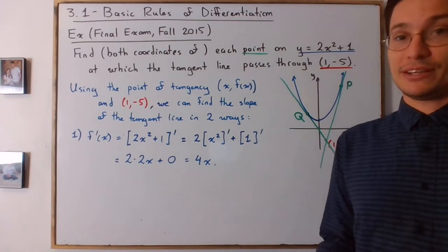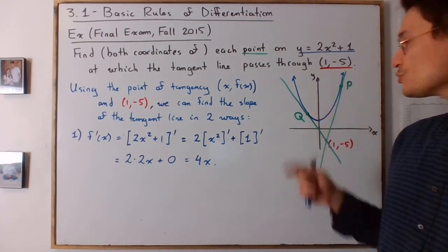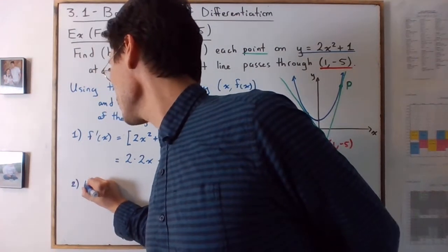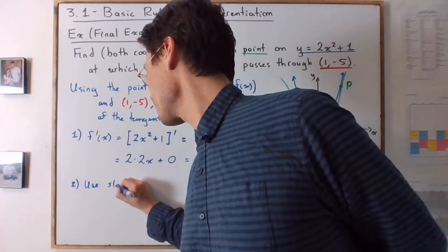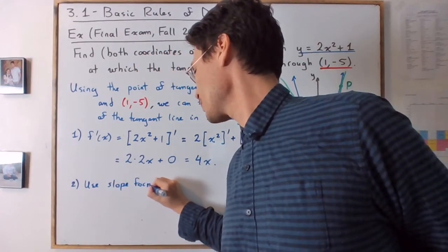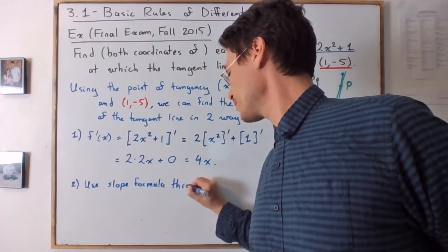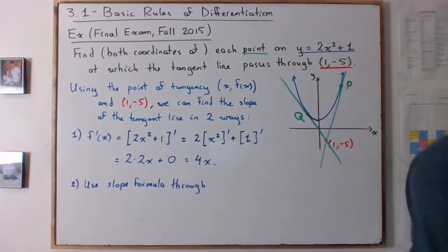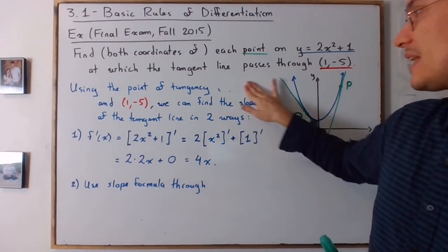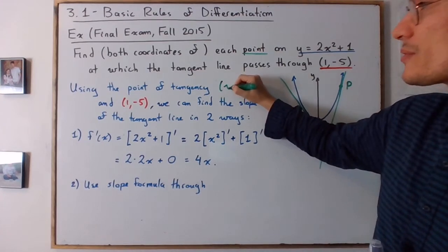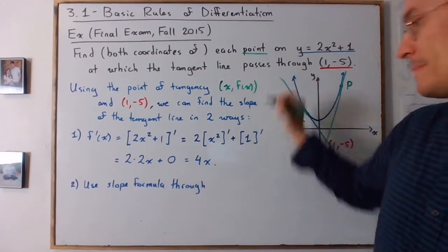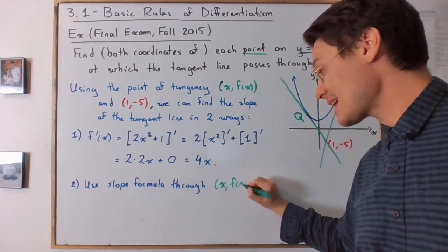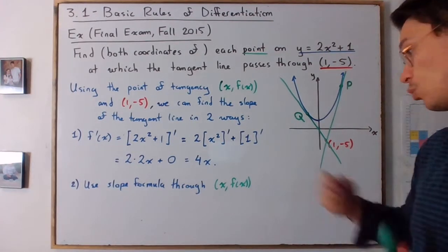Now, the second way to find the slope of the tangent line is to use the fact that we have the 2 points, right? So use the slope formula. So it's going to be x, f of x. Actually, I'm going to color code this point x, f of x in green. Because we're using the formula for the slope through 2 points, x, f of x, and the point that we're given, 1, -5.